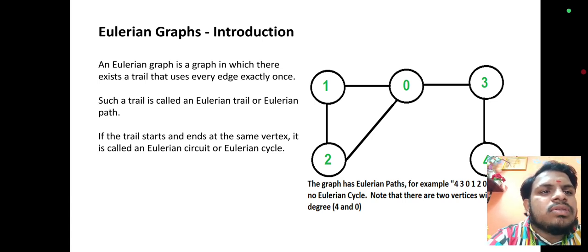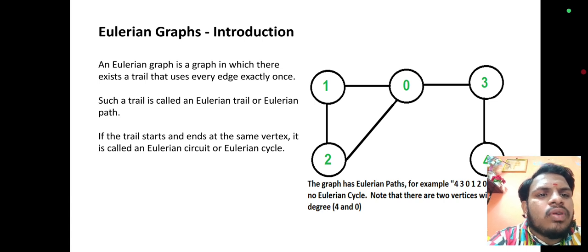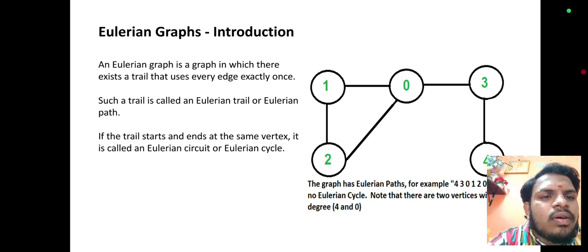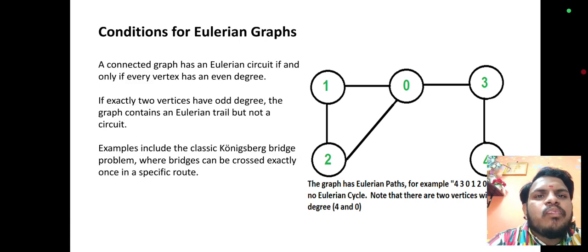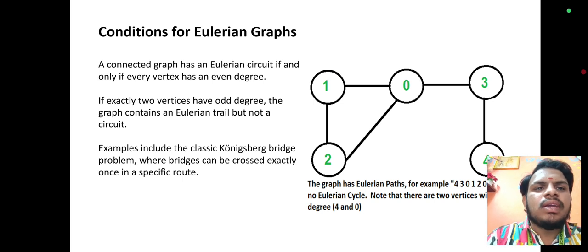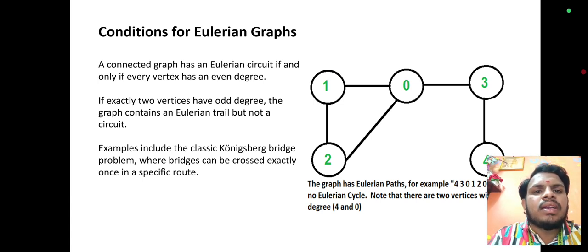The graph has an Eulerian path, for example 4, 0, 1, 2. A non-Eulerian graph has more than two vertices with odd degree. Condition of Eulerian graph: a connected graph has an Eulerian circuit if and only if every vertex has even degree. If exactly two vertices have odd degree, the graph has an Eulerian trail but not a circuit. An example is the classic Konigsberg bridge problem, where each bridge can be crossed exactly once.